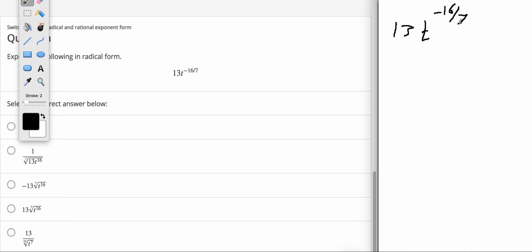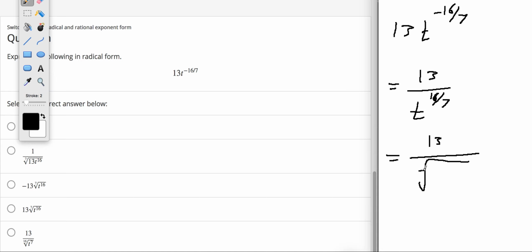Now, like we just said, negative exponents, you can switch their sign by moving it from the numerator to the denominator or vice versa. So this is 13 over t to the 16/7 here, in other words. Or another way to write it, if you want to have the radical symbol come into play, the denominator of the fraction is 7. So that means you could put the 7 outside the radical symbol right here, and 16 goes on the inside.